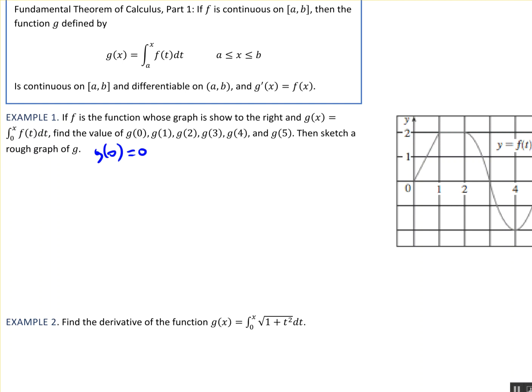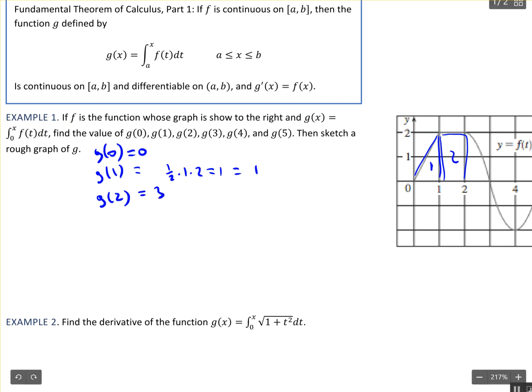Now 0 to 1, so we're going to figure out the area of this triangle here. That triangle has height 2 and width 1. So for g of 1, this area is going to be 1/2 times base times height, which is equal to 1. So g of 1 is equal to 1. G of 2, well, notice we've got this rectangle and this triangle, because we're going from 0 to 2. The area of the rectangle is 2, the area of the triangle is 1, so 2 plus 1 gives me 3.